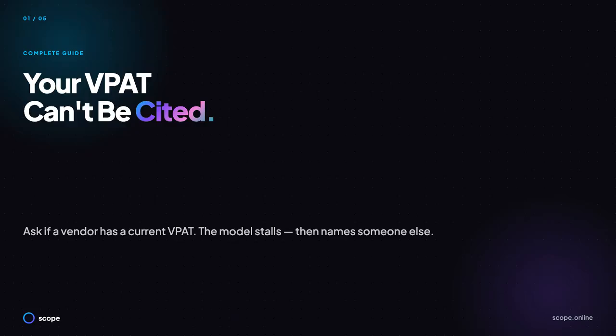A VPAT is a voluntary product accessibility template. Buyers use it to see whether software can be used with a keyboard, a screen reader, captions, and enough contrast. It is not a certificate, it's a table of claims. Models can only quote the claims they can fetch.